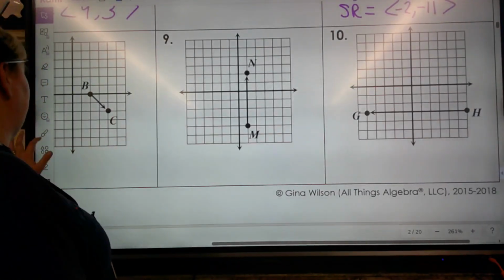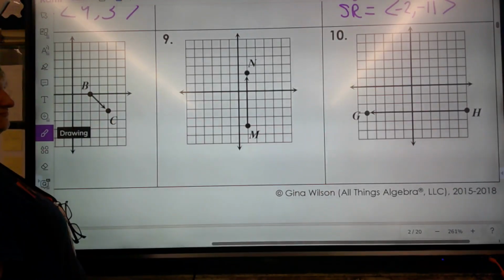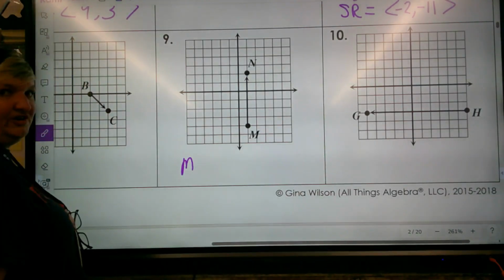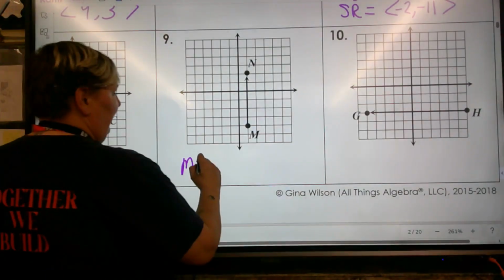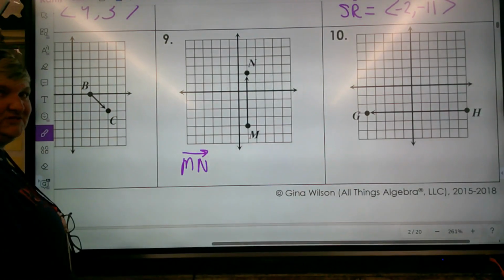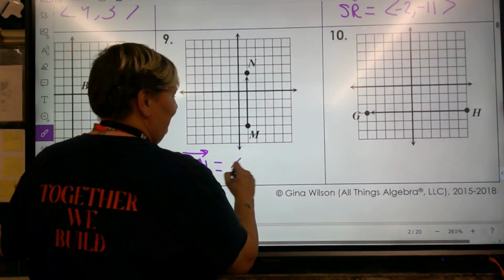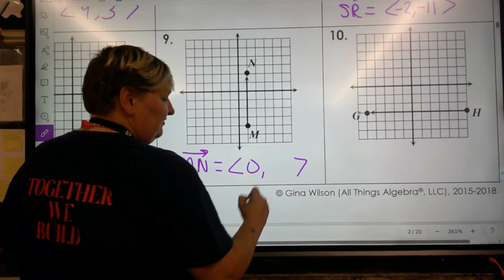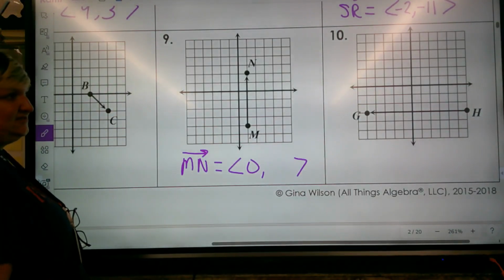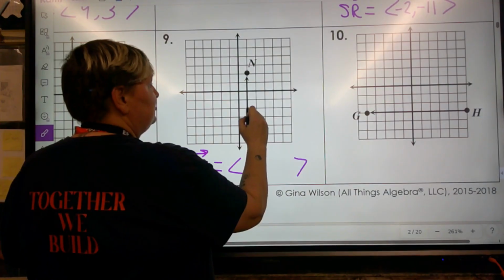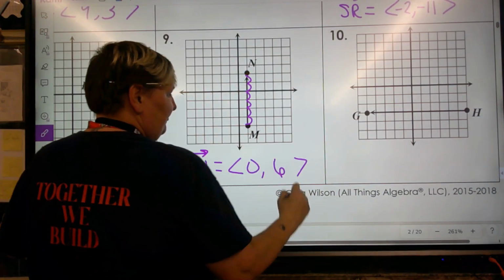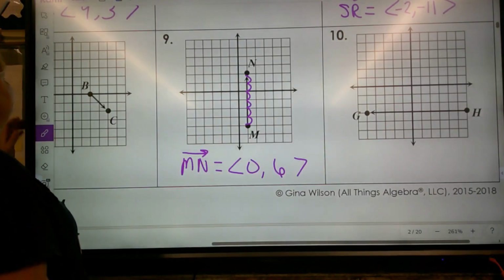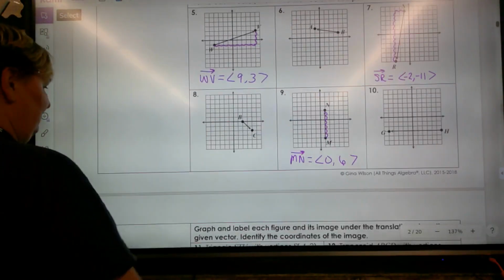So, if you were naming this one, what would you name it? Which one is your initial point? M. What is your end point or your terminal point? N. Don't forget the ray on top so we know it's a vector. Right? Does it go left or right? It doesn't. That means 0. It does not go left or right on the x-axis. It goes up 1, 2, 3, 4, 5, 6. Positive 6. That's it, y'all.